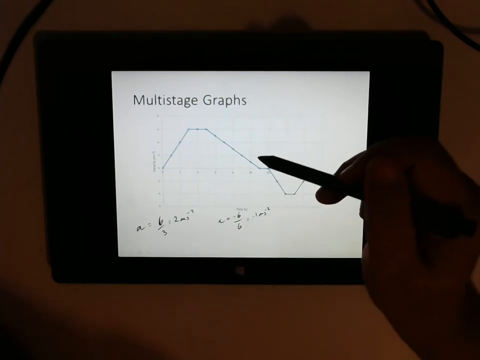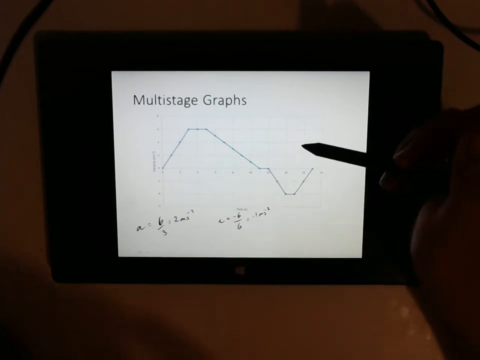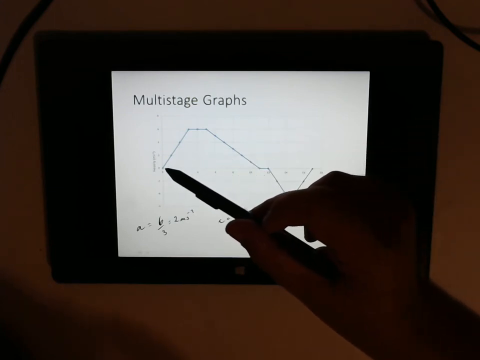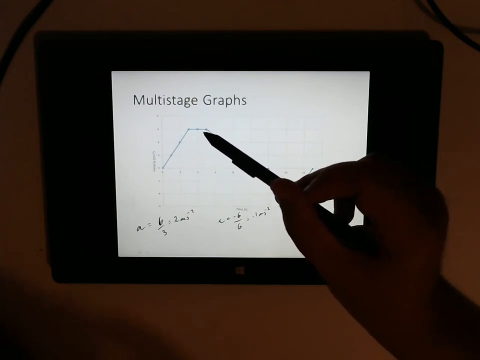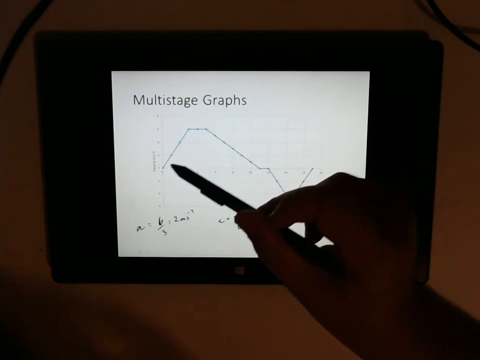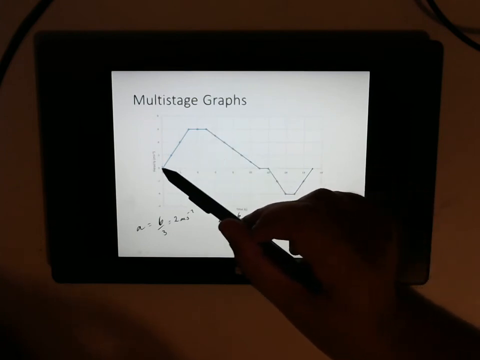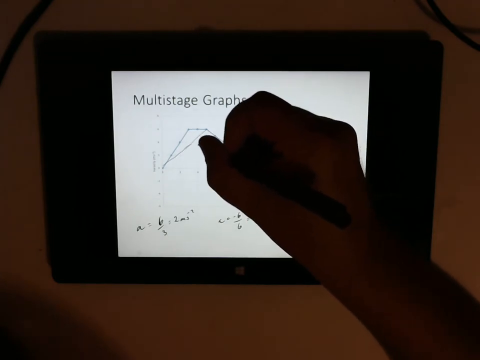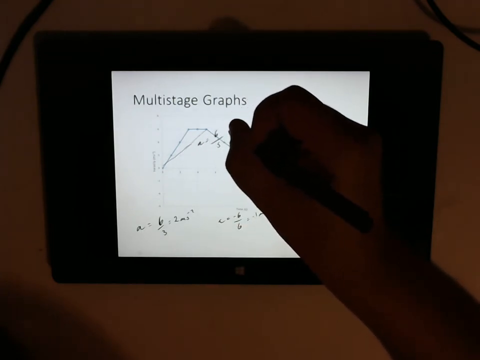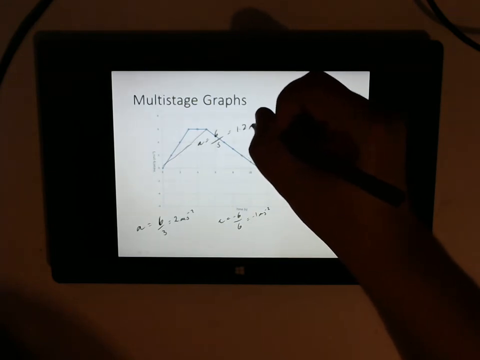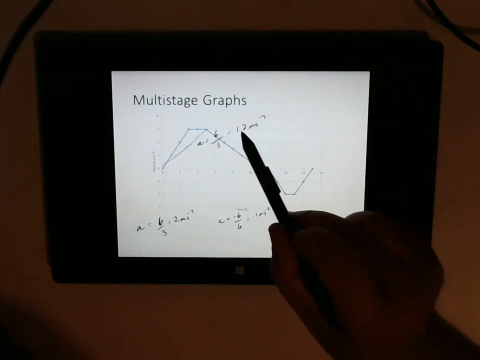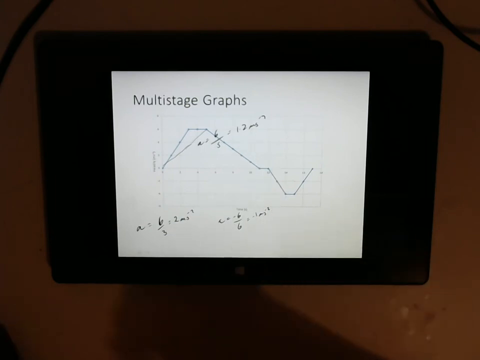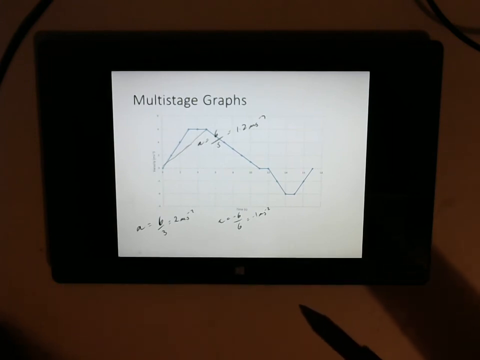Or we could work out the acceleration for a wider region. Maybe they want the acceleration from 0 to 5 here. Then if we wanted the average from this section up to here, we could say it went up by 6, but it took 5 seconds, so that's going to be 1.2 meters per second squared. And we can see that this number is different from the earlier one because the time was longer. So it doesn't matter what they ask you to do, you just have to follow the process along.